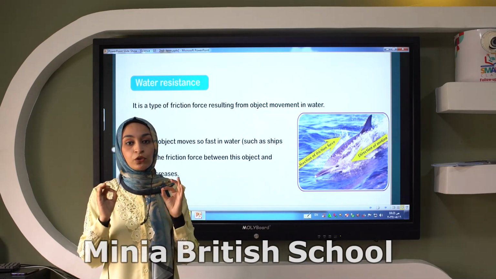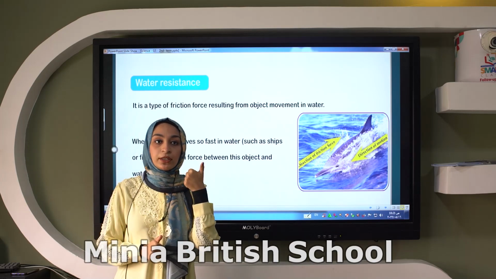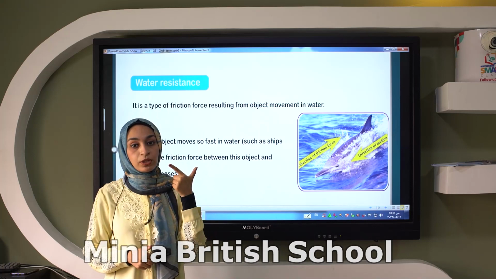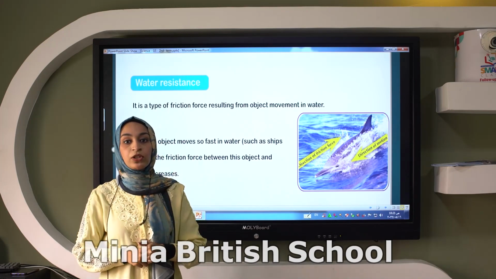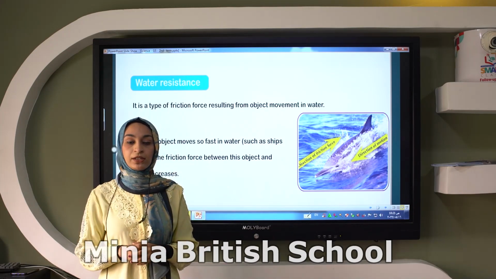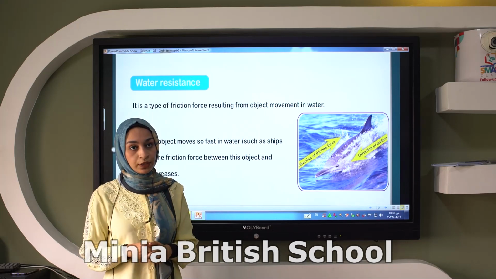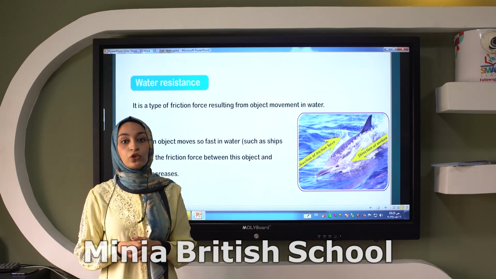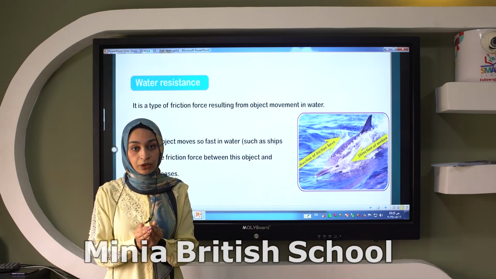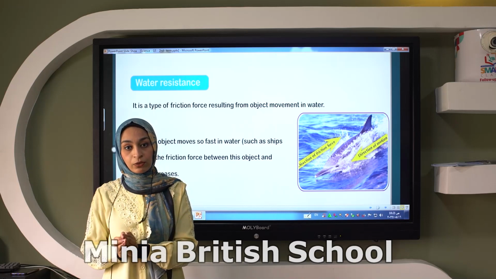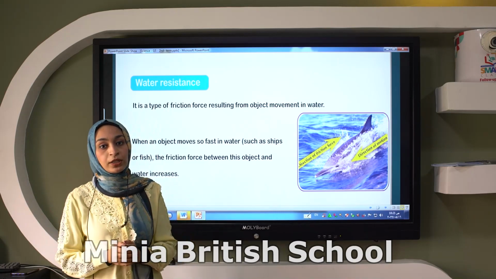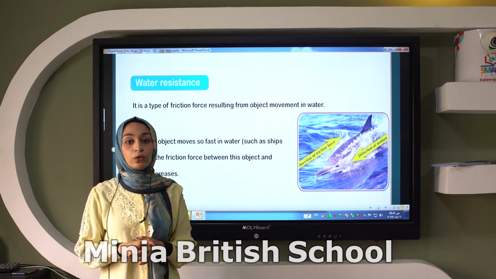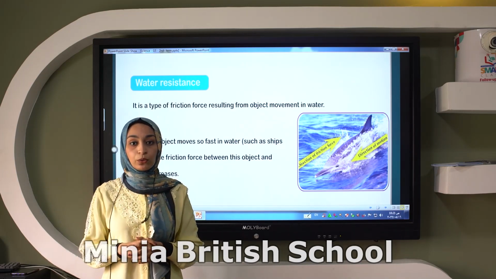Why? I have to write: to decrease the surface area, so the water resistance decreases and the speed increases. This is the complete answer. So if I ask you to give a reason: fish, dolphins, and bats have a streamlined shape to decrease the surface area, so water resistance decreases while the speed increases. We need the ship, the boat, the fish, and the dolphin to move very fast through water.